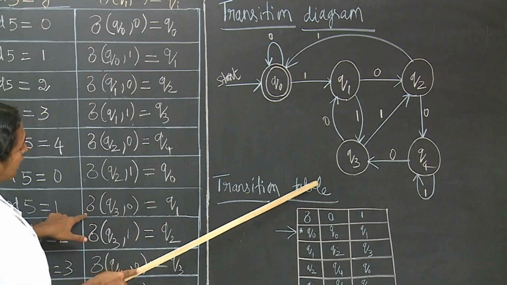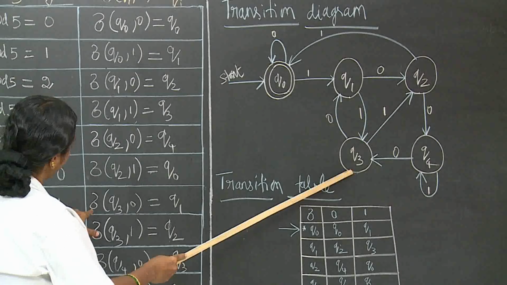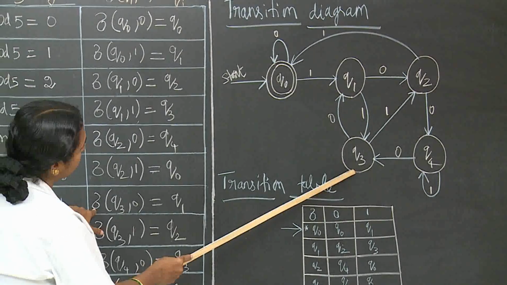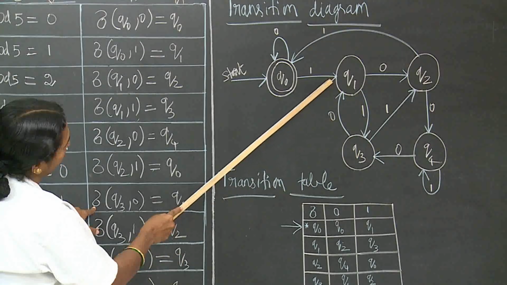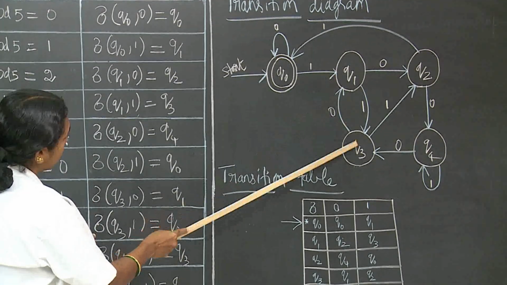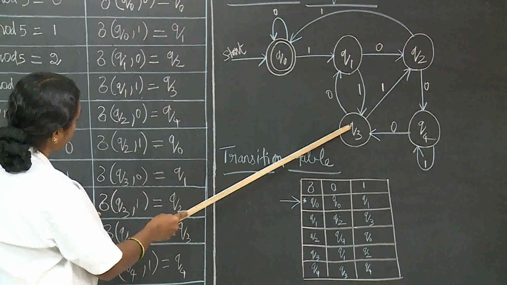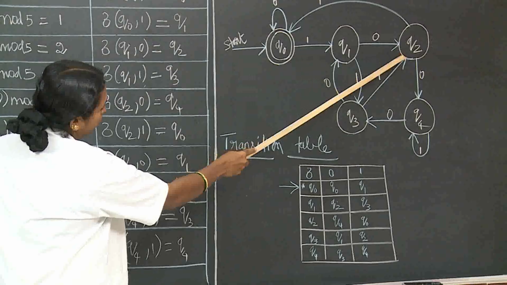Next, we can see the transitions in the state Q3. Here, after accepting the input symbol 0, it is moving from Q3 to Q1. Afterwards, accepting the symbol 1, it moves from Q3 to Q2.